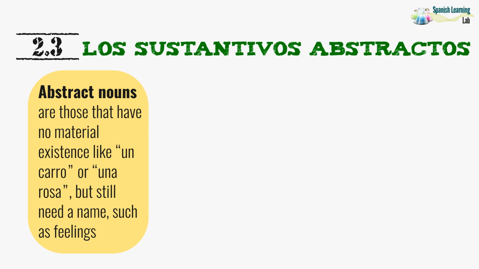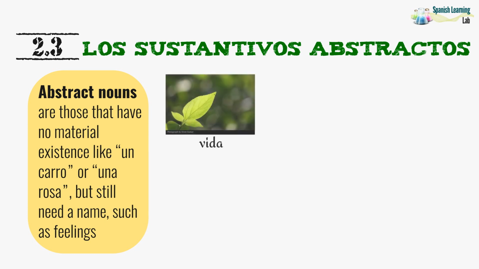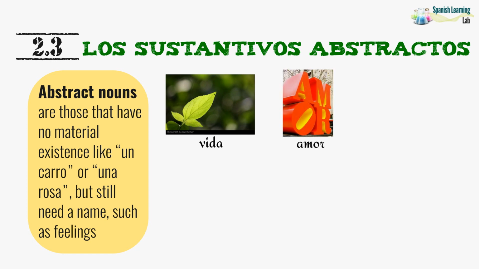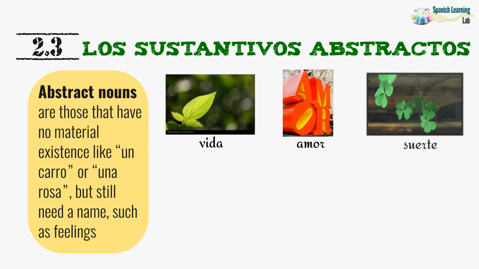Los sustantivos abstractos, or abstract nouns. Abstract nouns are those that have no material existence the way un carro or una rosa do, but still need a name, such as feelings. Abstract nouns and common nouns do not require a capital letter at the beginning. Examples of this type of nouns are amor, fe, odio, vida, suerte, y esperanza.